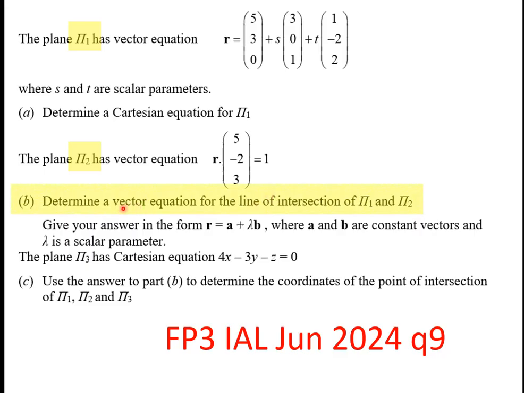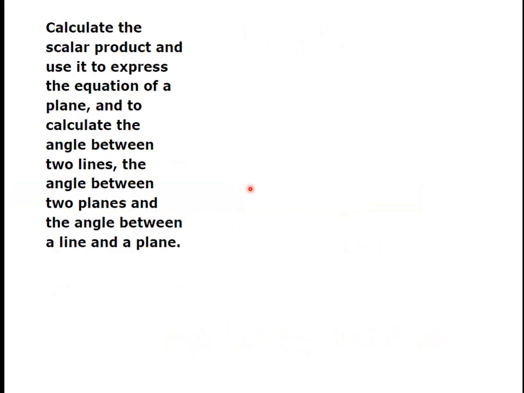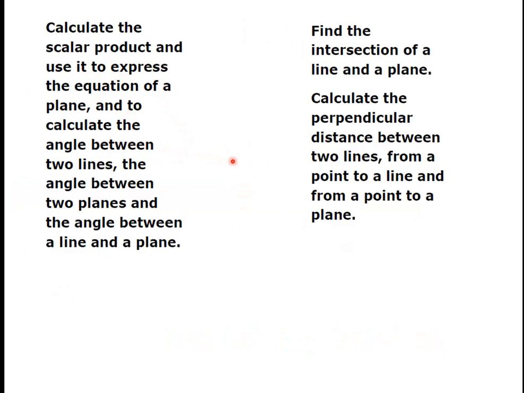But then for part B, it says determine a vector equation for the line of intersection. Now, good luck finding an example of that in the textbook, because in the specification it talks about finding the angles between lines, angles between a line and a plane. It also mentions finding the intersection of a line and a plane, but it doesn't mention the line of intersection of two planes.